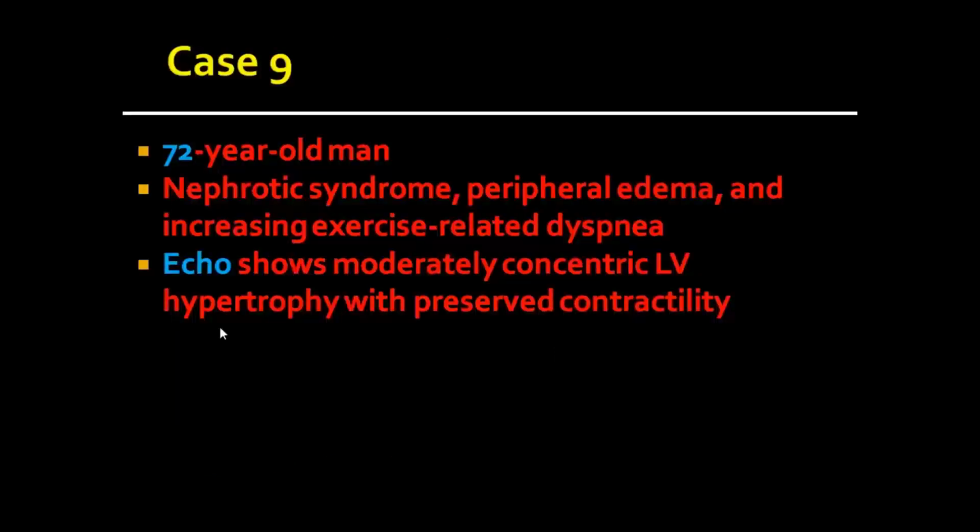Another case about a 72-year-old man with nephrotic syndrome, peripheral edema, and increased shortness of breath on exercise. He showed moderate concentric LV hypertrophy and preserved contractility. These are the images. As you see, there's an LVH. This is a 5-chamber view. This is short axis. This is 2-chamber view. And this is tagging technique.